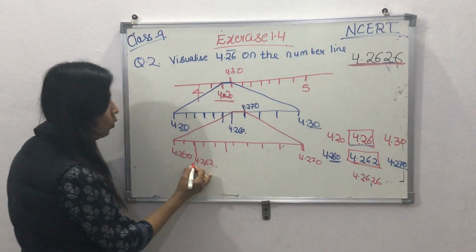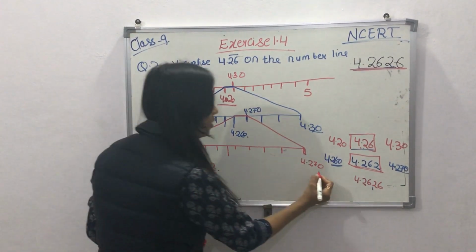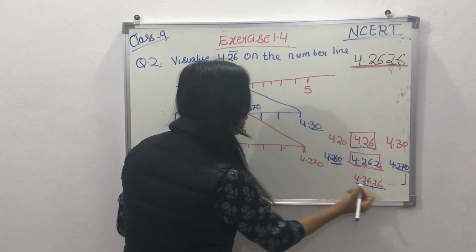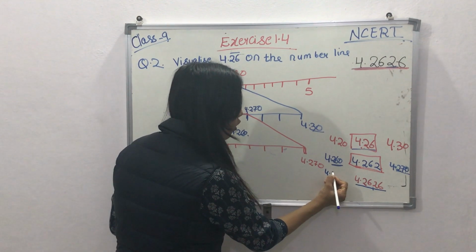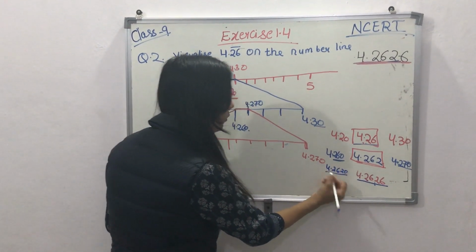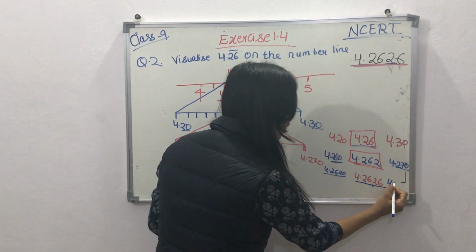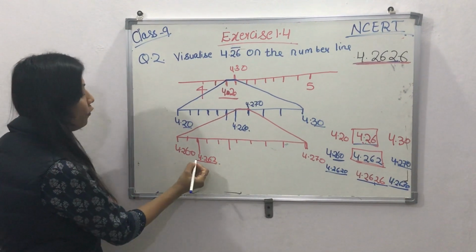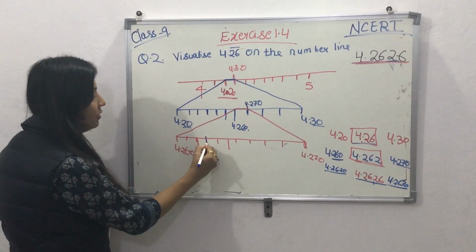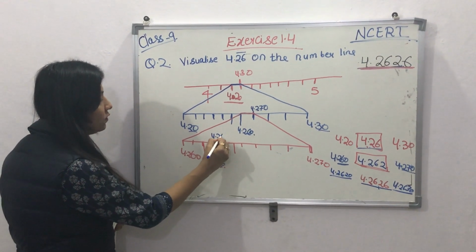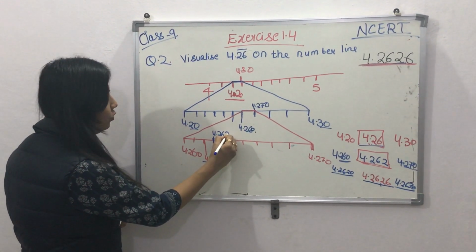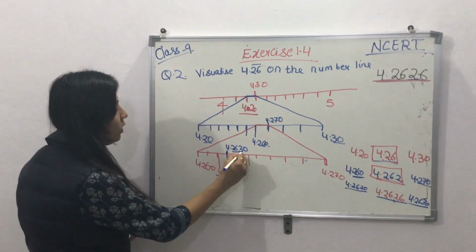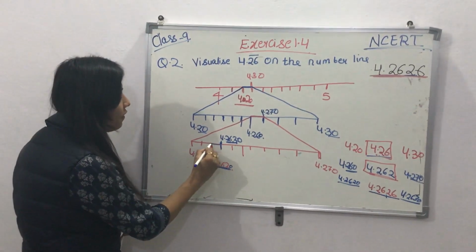Now what I want is 4.2626. I already know what is 262. Right? So I will write here that 4.2626 will lie between 4.2620 and 4.2630. So this is your 4.2620 and this will be your 4.2630. This will be your 262 and this will be your 263. Now I will magnify this portion.